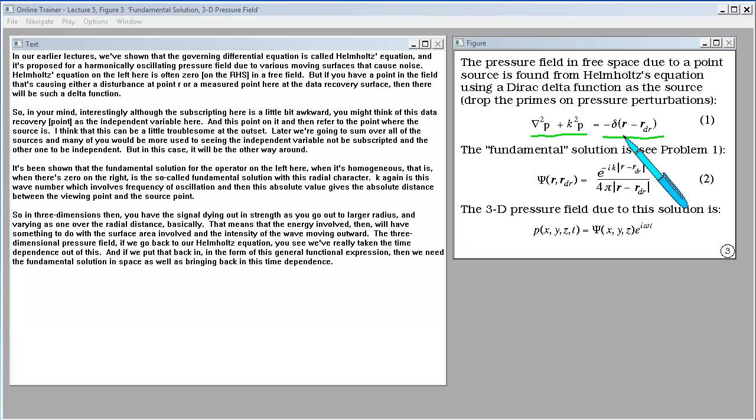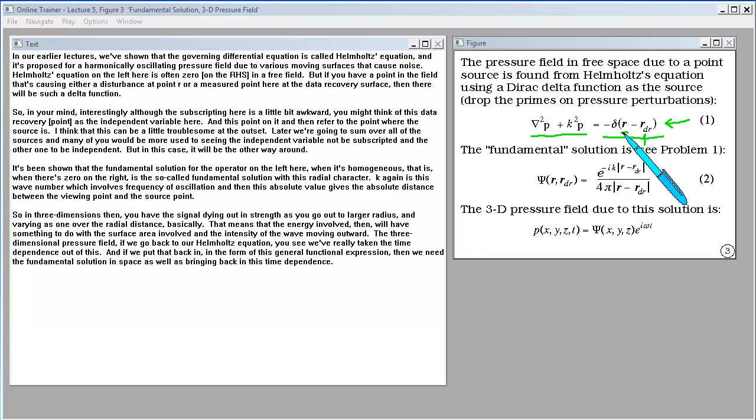So in your mind, interestingly, although the subscripting here is a little bit awkward, you might think of this data recovery surface as the independent variable here, and this point on it, and then refer to the point where the source is. I think that this can be a little troublesome at the outset. Later we're going to sum over all of the sources, and many of you would be more used to seeing the independent variable not be subscripted and the other one to be independent, but in this case it will be the other way around.